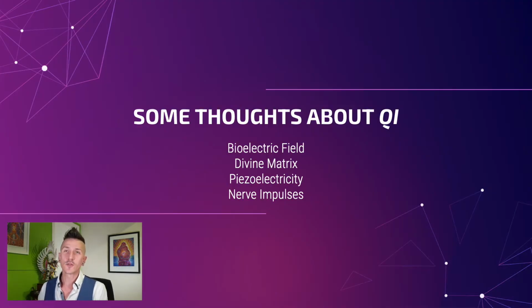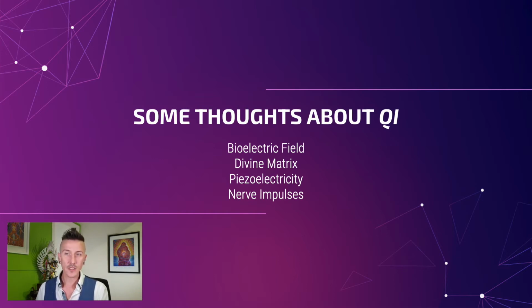So there are some modern concepts about what qi is; we've got all of these different approaches now. One of them is that it's the bioelectric field. We've got the divine matrix concept, that we are one unified field of energy, and that we're all experiencing itself subjectively through all of our individual life forms. That's one very spiritual way of looking at it. There's also piezoelectricity, which is the energy stored in your body and generated by movement and friction within your physical body. Then there's the concept of nerve impulses.